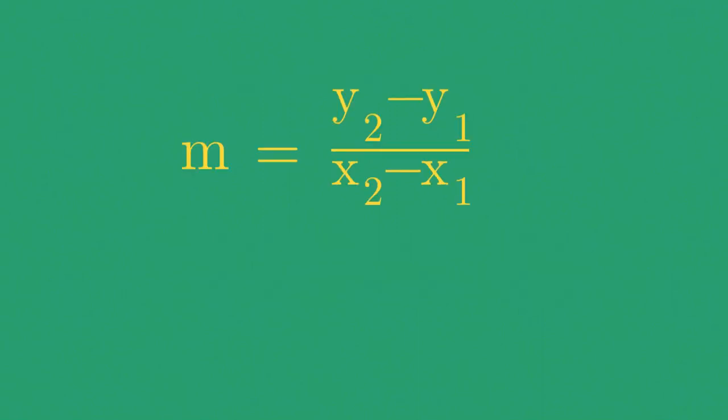Okay, I would jot that down. That is your slope formula right there. Slope formula. Note the lowercase m. Lowercase m is your variable that represents slope.